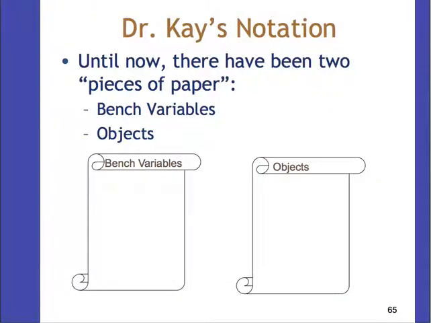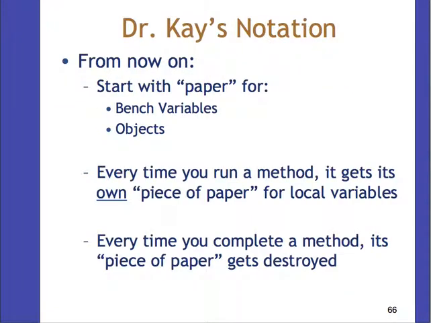Of how we diagram a trace of running a method. So up till now we've had two pieces of paper, right? We've had the bench variables and the objects. But from this point forward, we're going to start with a piece of paper for bench variables and start with a piece of paper for objects every time.